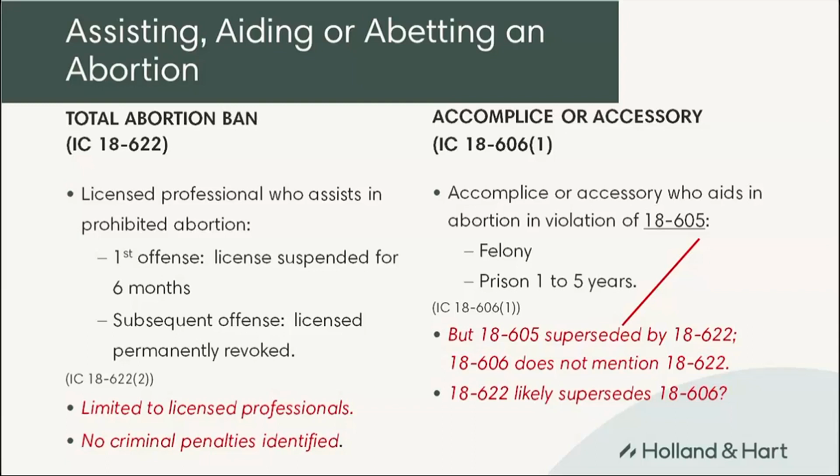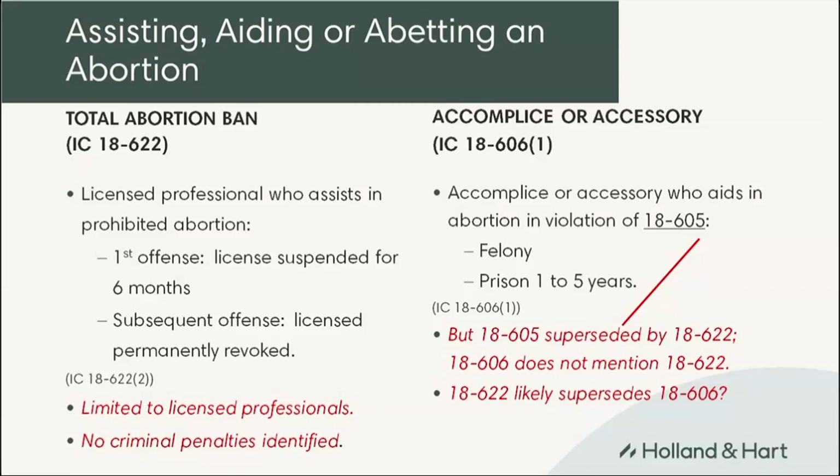Well, the problem is, if you look at other statutes that predated the total abortion ban, for example, Idaho Code 18-606 says that an accomplice or accessory who aids in an abortion in violation of 18-605, it's a felony and you're in prison for 1 to 5 years. But 18-605 was the statute that was superseded by 18-622. So what does that mean? Does that mean that this accomplice or accessory statute is no longer in effect because the statute on which it's based is no longer in effect? I think that's probably likely how it shakes out. So this accomplice or accessory statute probably no longer exists.